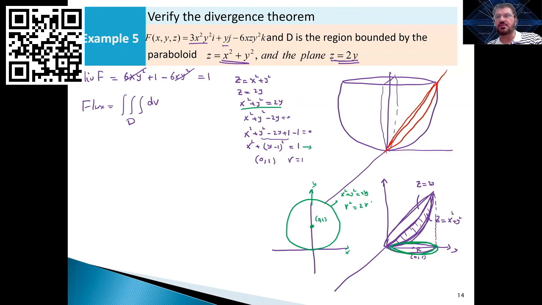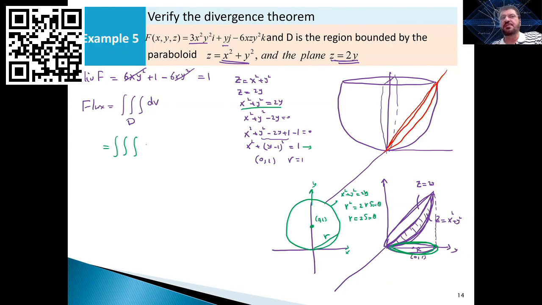Y is r sine theta. Divide by r, so r is equal to sine theta. So let's take this r, guys. So this is going to be triple integration dv. What I'm going to do here is consider it as rectangular, and then move from rectangular to cylindrical. Actually, I'm going to use the cylindrical.